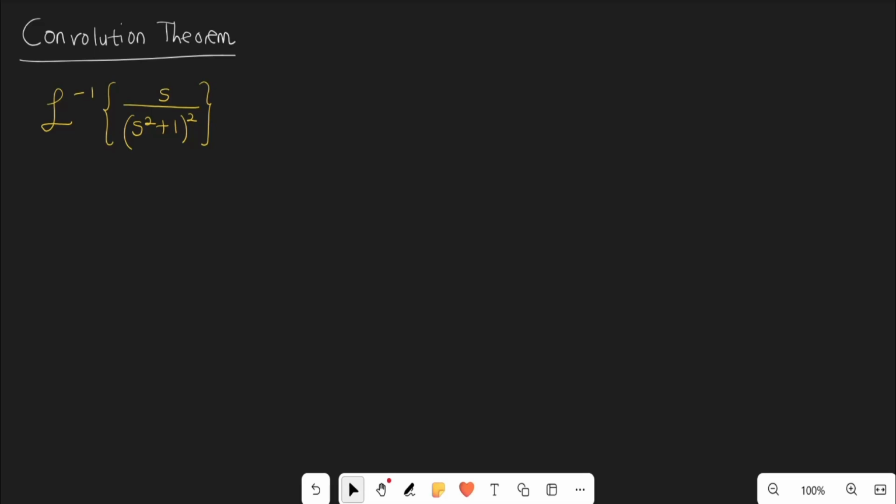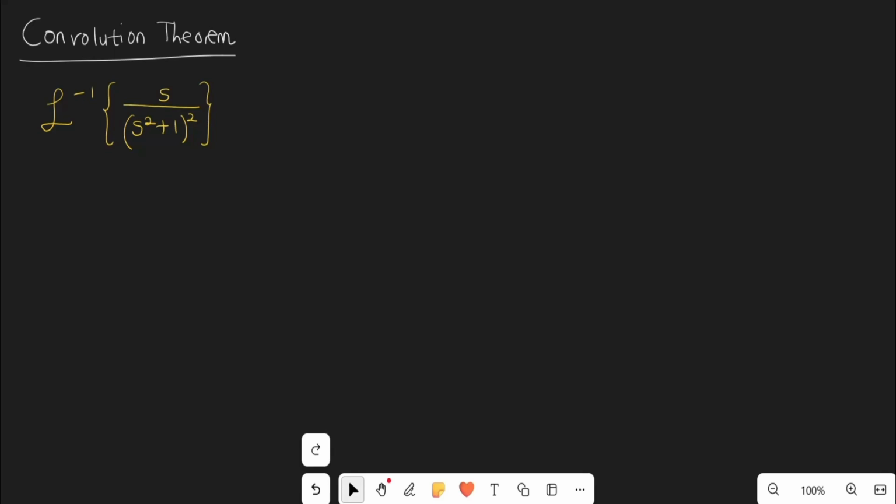Remember in my previous video, I told you about the convolution theorem. The importance of the convolution theorem is it allows us to take the Laplace inverse of a function that is complicated and that cannot be broken down using partial fractions. So this function here is impossible for us to break down using partial fractions. And now if we want to take the Laplace inverse of such a function, we will have to rely on the convolution theorem. So this is what I said in my previous video.